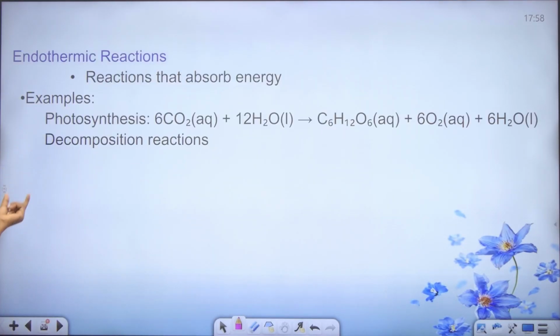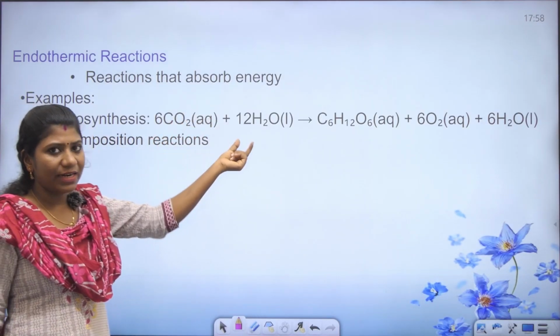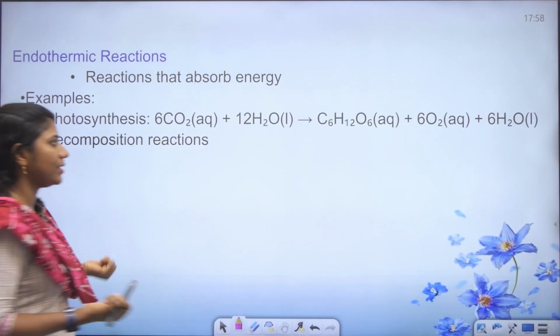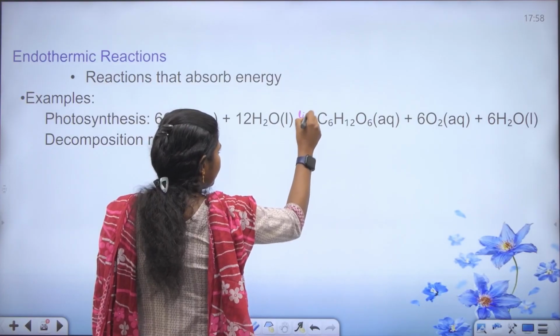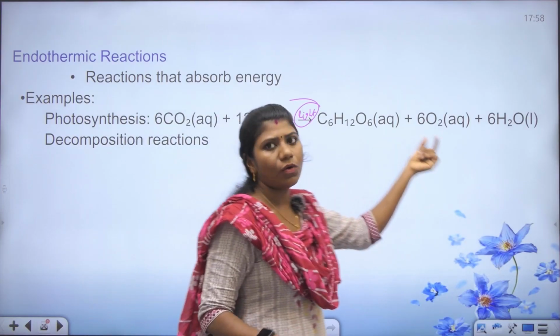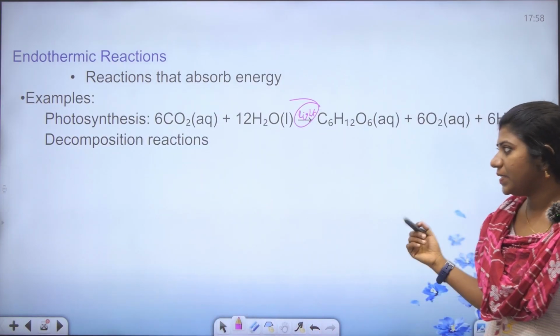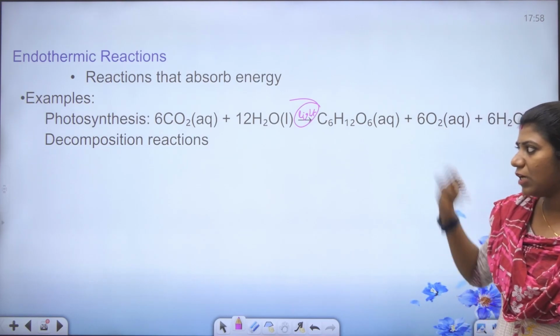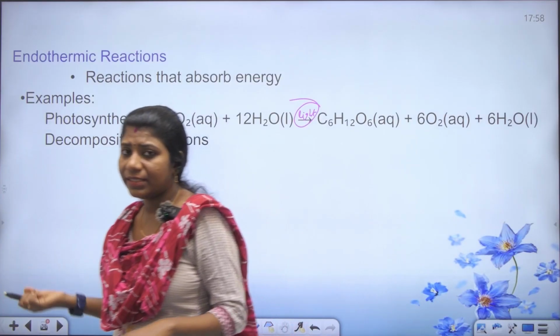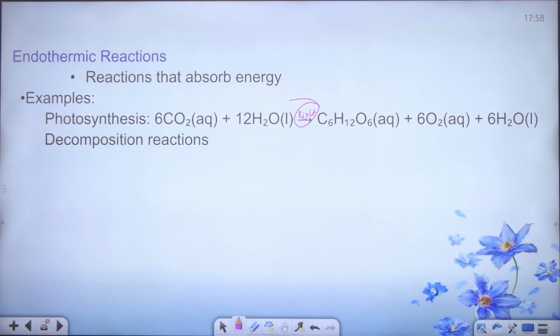But photosynthesis is an endothermic reaction. Carbon dioxide plus water in the presence of sunlight absorbs light energy to form glucose, oxygen and water. In the photosynthesis process it absorbs light energy, so it's an endothermic reaction. And all decomposition reactions are endothermic.